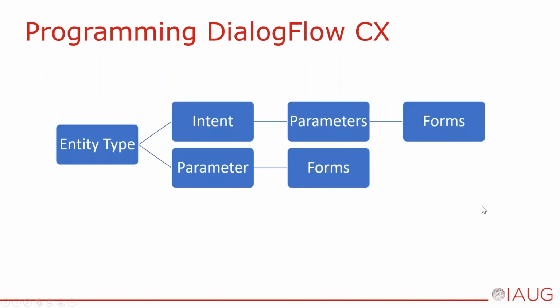So I just want to put this together really quick. You've got an entity type, which again are those nouns that we're collecting. Those can either go to a parameter, which is included in a form, or they can go into an intent, which goes into a parameter, which goes into a form.